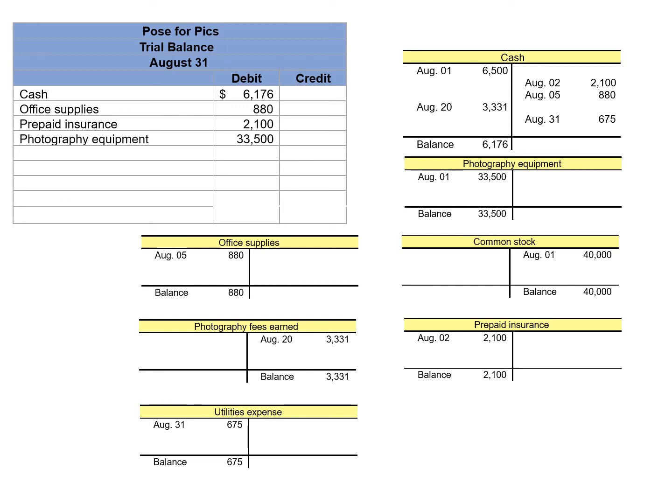Photography equipment, same thing. Then we have common stock. Common stock is an equity account whose normal balance is a credit. So that belongs in the credit column. Then we have photography fees earned, which is revenue. Revenue, normal balance of a credit, belongs on the credit side. Then we have utilities expense. Expenses are debits, so they belong on the left-hand column.